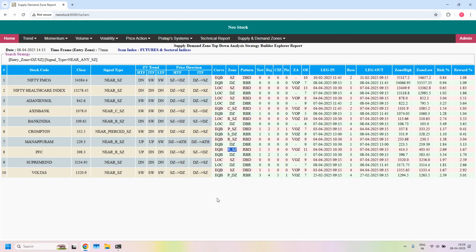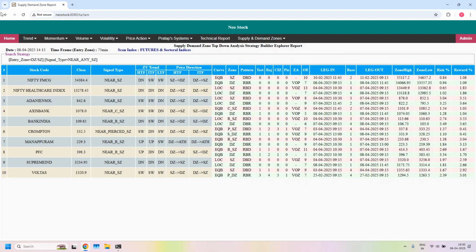Stocks near to the 75 minutes high liquidity supply zones. So with this we have completed identification of daily and 75 minutes high liquidity zones. For applying HLQ zone strategy, you land in lesson 21.3 video. Sorry, lesson 21.3.